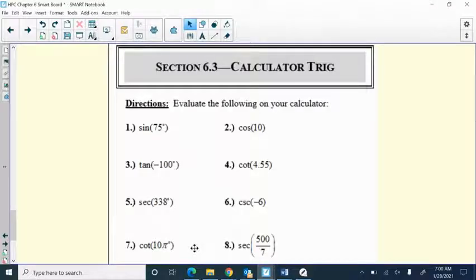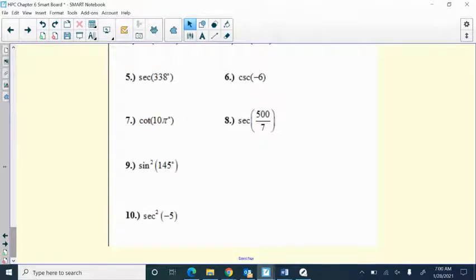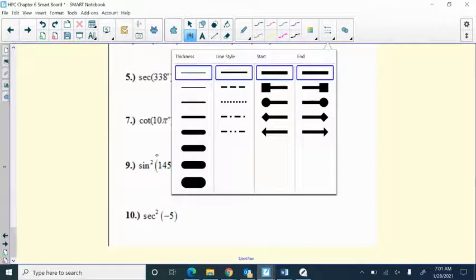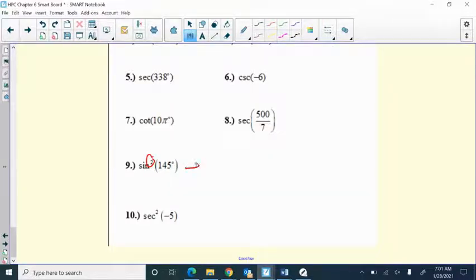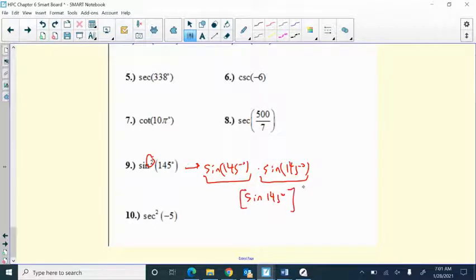When you see sine squared, the notation of that square is a little bit misleading. Right, this notation here. What that means is you're doing sine of 145 degrees, figure out what that is, and then you're going to take it times itself, sine of 145 degrees. So you're not squaring the 145, you're looking at the result of sine of 145 and taking it times itself. A better notation would have been sine of 145 degrees as a quantity squared.